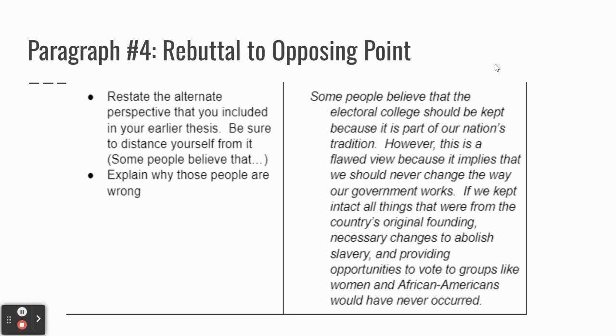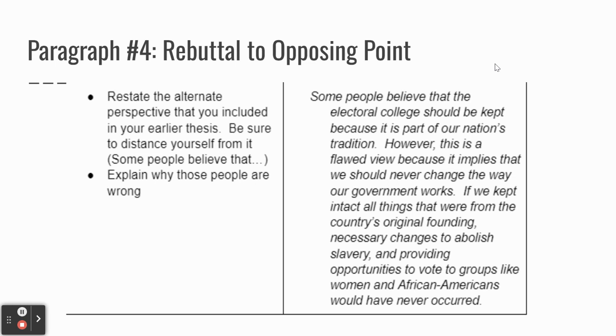Okay. Fourth paragraph is whatever you started your thesis statement with, which was the opposition's viewpoint, you're going to restate that. And then you're going to explain that a little bit, and then you're going to explain why they're wrong. So remember in the thesis statement, we basically talked about how some people might want to keep the Electoral College because it's just the traditional way of doing things. So maybe you start your rebuttal by just acknowledging that again.